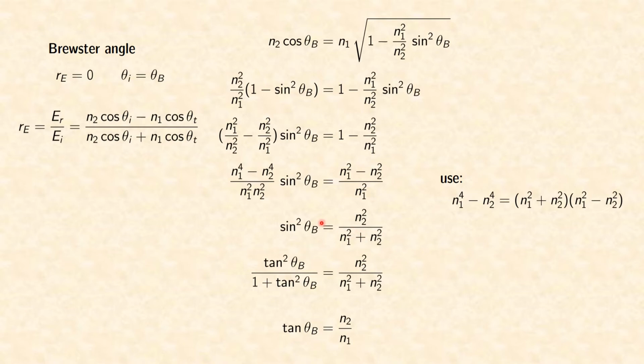And finally, we substitute the sine square by a tangent square. You can find this expression in a mathematics textbook, of course. That is a standard expression. And when we compare both sides, we easily see that the tangent of theta b is equal to n2 over n1. This is the definition or the expression for the Brewster angle.